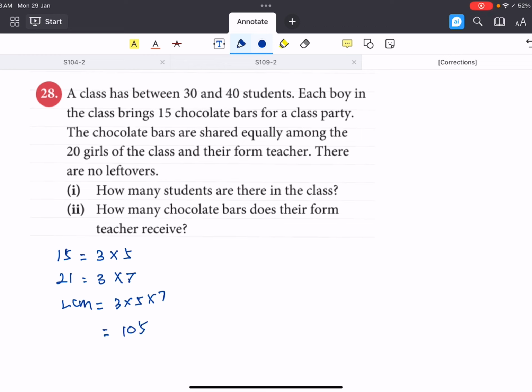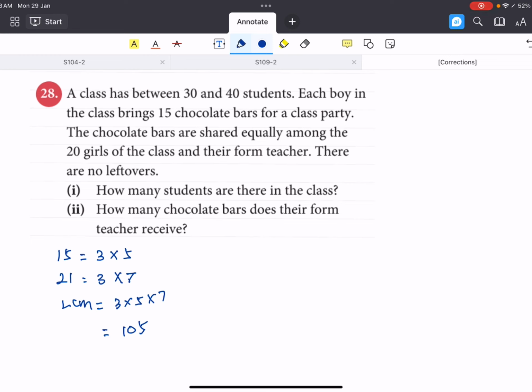So the number of chocolate bars will be a multiple of 105. Can it be 105? If it's 105, it means that there are only 7 boys, because 105 divided by the 15 chocolates gives us 7 boys. Now 7 boys, 20 girls, that class has only 27 people. No, that's not correct, because you need to be in between 30 and 40.